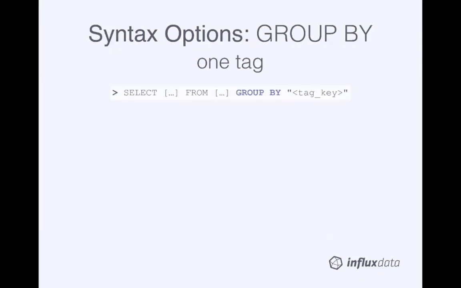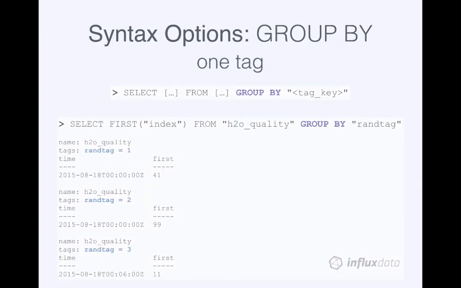Now that you've seen how the GROUP BY clause works in general, let's get into some of the specific syntax for specifying tags with this useful clause. The first option is something you've already seen. You can group results by a single tag by specifying that tag after GROUP BY. It's a good thing to note that the clause order does matter in InfluxQL. So if you're going to include a GROUP BY clause in your query, it does need to appear after the SELECT, INTO, FROM, and WHERE clauses.